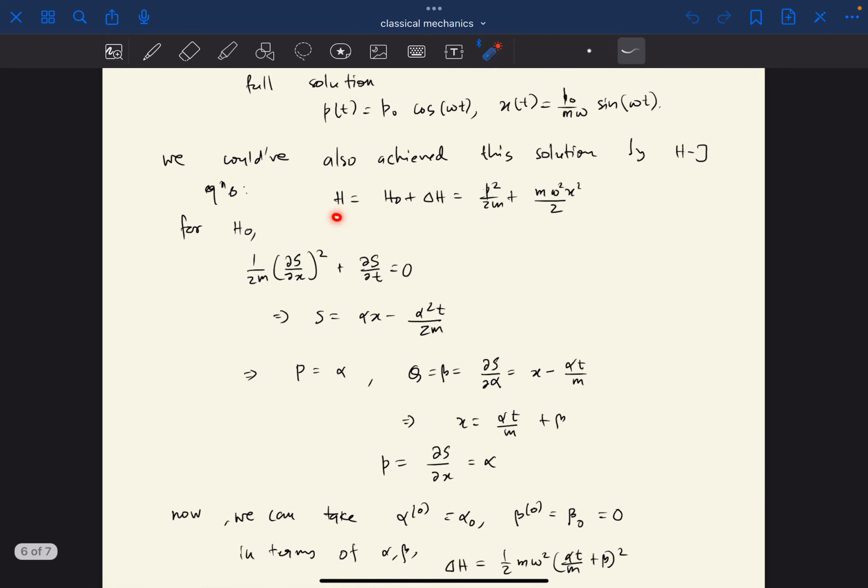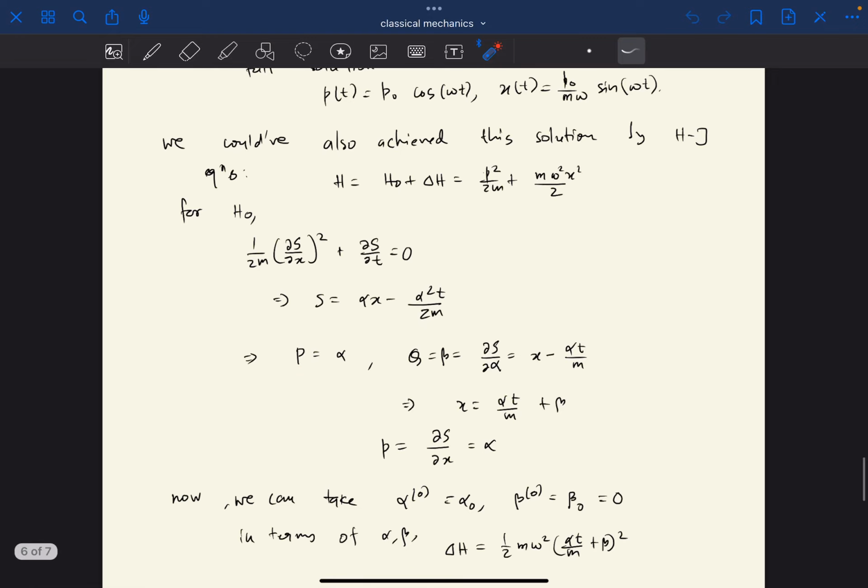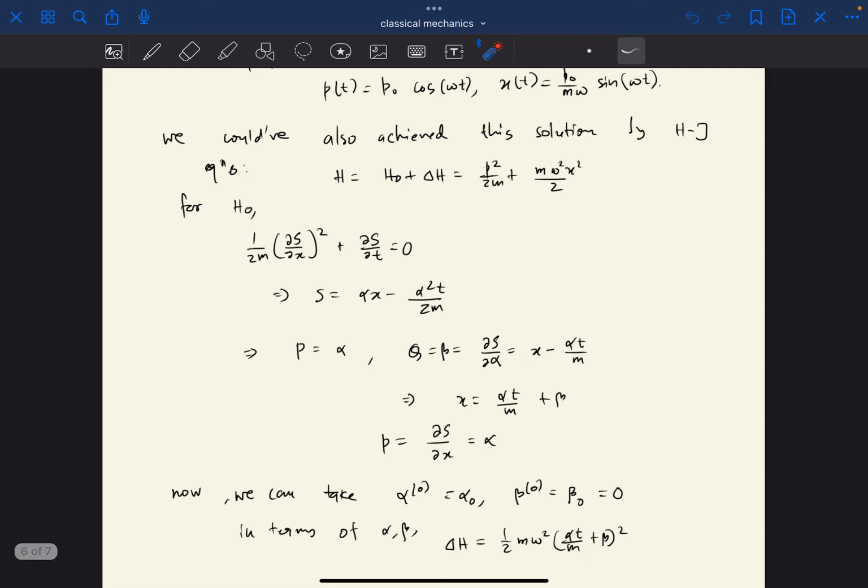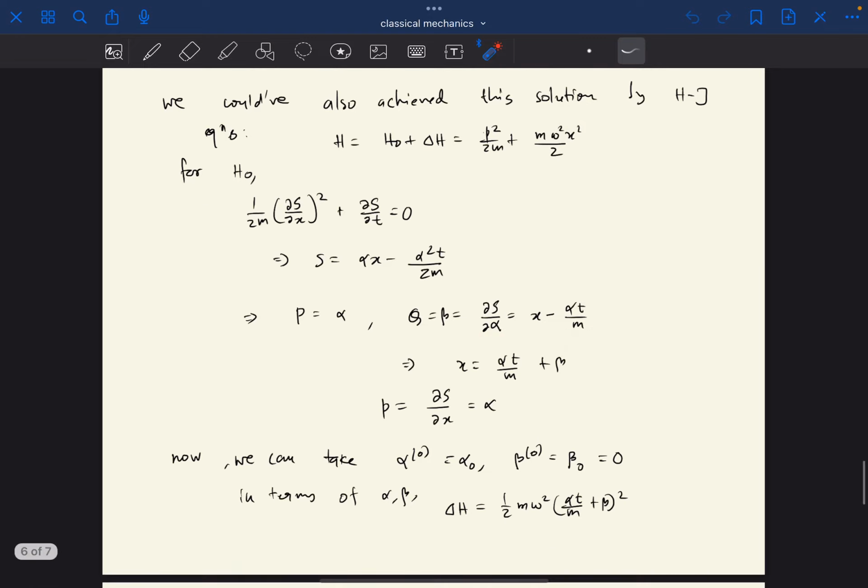So for this h naught, we write the Hamilton-Jacobi equation as this, and here the new momenta will be alpha, and the coordinate conjugate to that is beta, which is given by del s del alpha, which is x minus alpha t by m. So x comes out to be alpha t by m plus beta, and small p, which is my old momentum, comes out as del s by del x, which equals alpha.